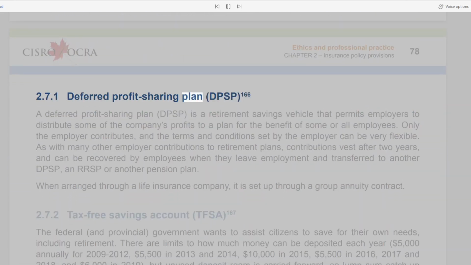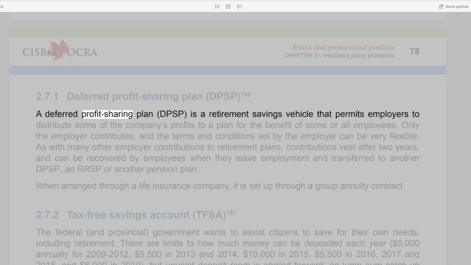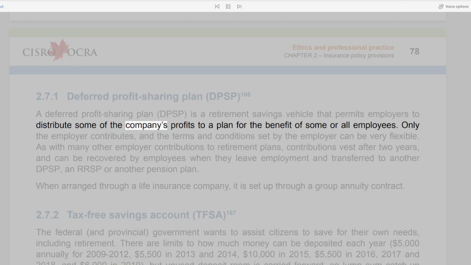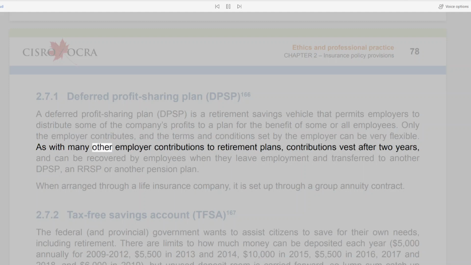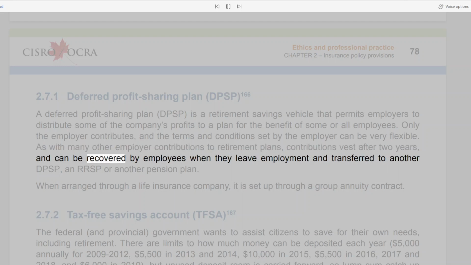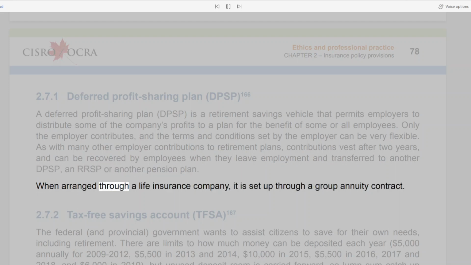2.7.1 Deferred Profit Sharing Plan, DPSP. A deferred profit sharing plan is a retirement savings vehicle that permits employers to distribute some of the company's profits to a plan for the benefit of some or all employees. Only the employer contributes, and the terms and conditions set by the employer can be very flexible. As with many other employer contributions to retirement plans, contributions vest after 2 years and can be recovered by employees when they leave employment and transferred to another DPSP, an RRSP, or another pension plan. When arranged through a life insurance company, it is set up through a group annuity contract.